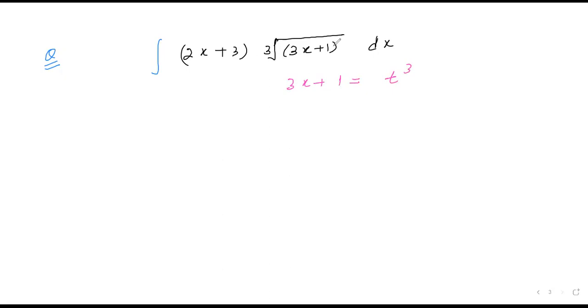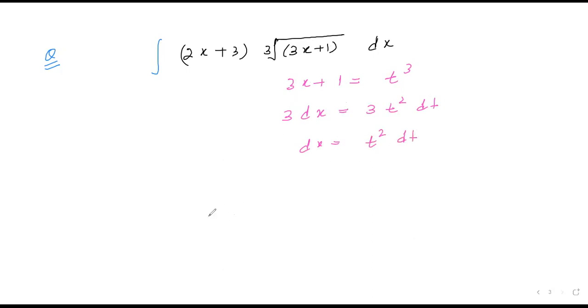If it is a fourth root, then you write 3x plus 1 as t to the power 4. Fifth root, then t raised to the power 5. Nth root, then t raised to the power n, like this. So now you can write 3 dx as 3t square dt, right? Meaning dx as t square dt.